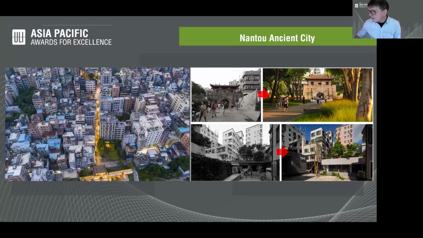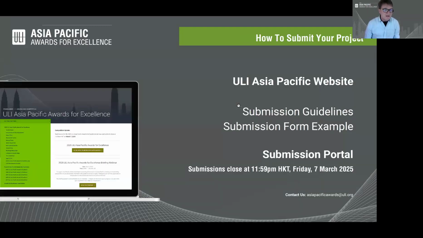All right, so that I think is the last example of different projects and typologies, just to give you an idea of what has won in the past and the types of things that the jury might be looking for. Now we'll move on to give you an idea, just quickly, of how to submit your projects.